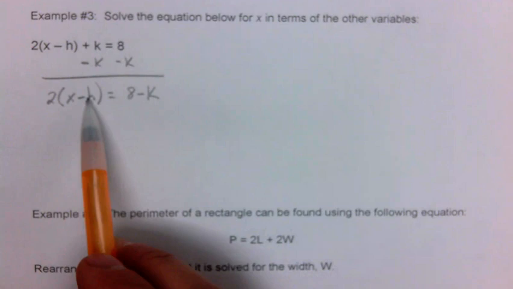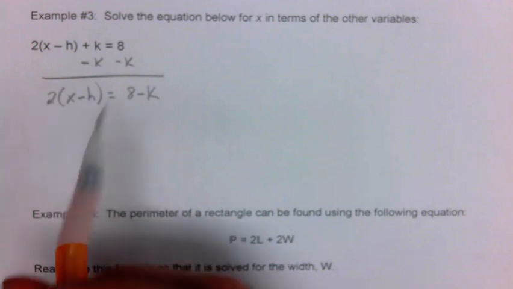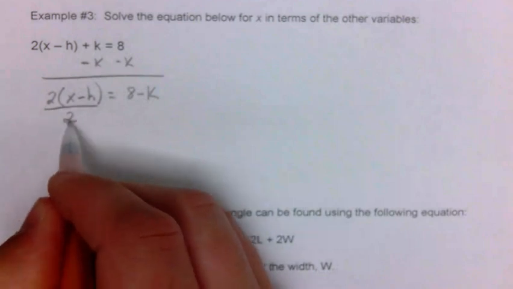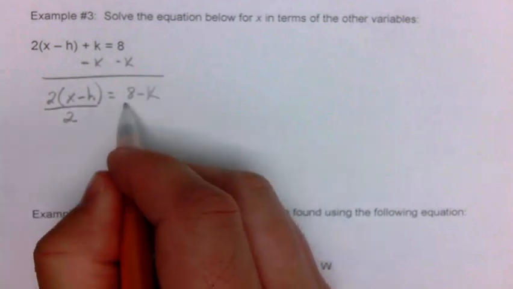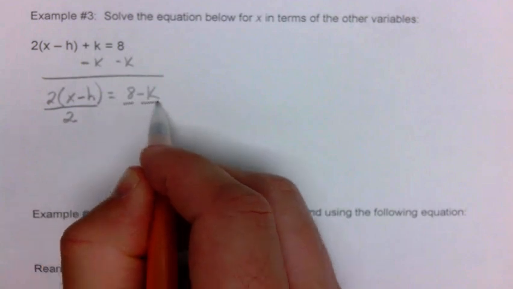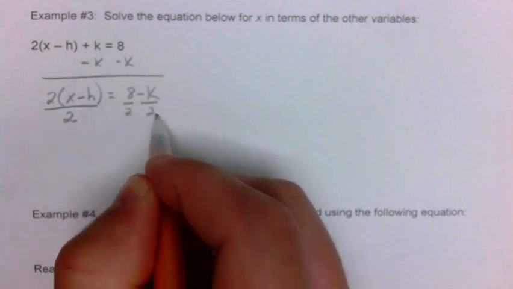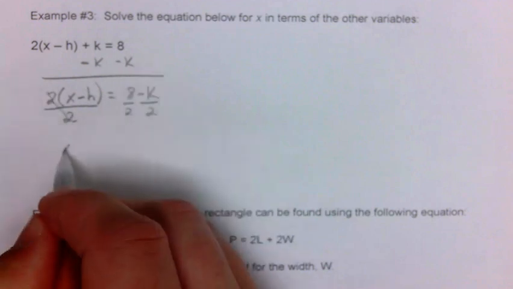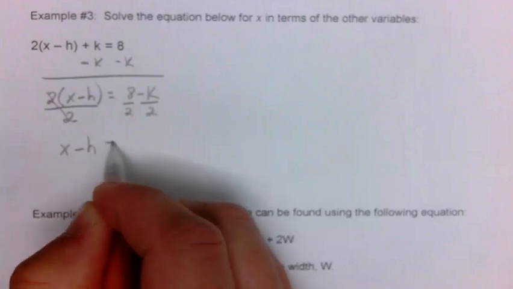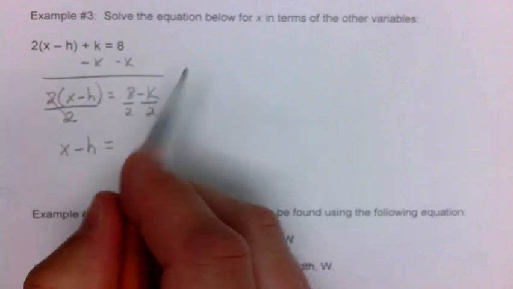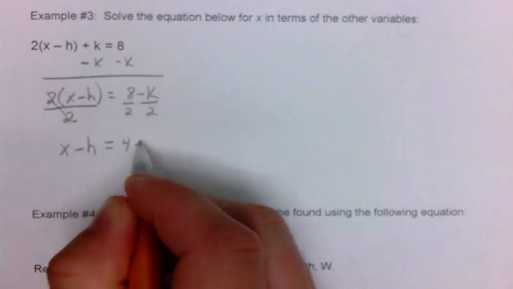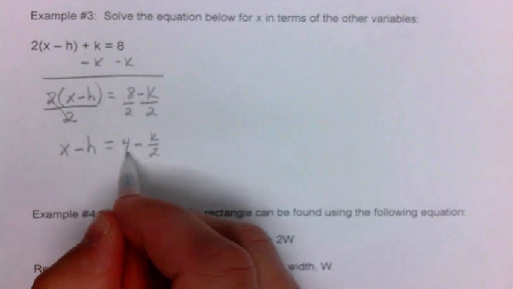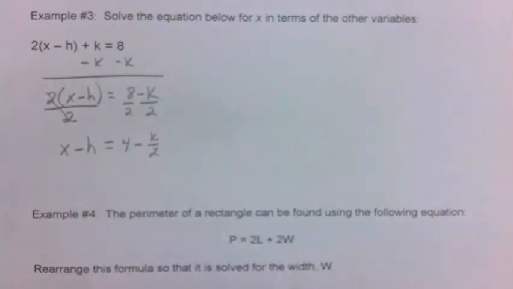All right. The next thing that I'm going to do, I'm going to isolate the x minus h. Right now, x minus h is being multiplied by 2, so I'm going to divide that by 2. And if I divide by 2 on the left, I'm going to divide by 2 on the right. Now I have to divide everything by 2 on the right-hand side. So looking here on the left-hand side, 2 divided by 2, that makes 1, leaving us with x minus h. And on the right, 8 divided by 2 is 4, minus k divided by 2. x minus h equals 4 minus k/2.